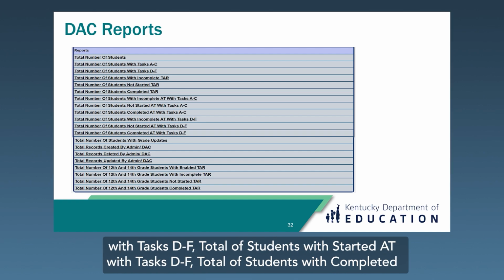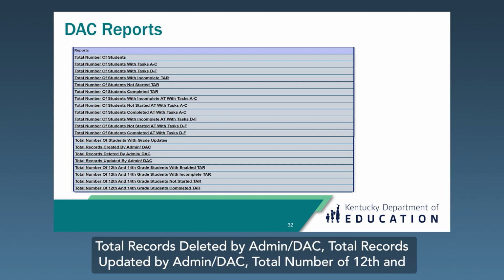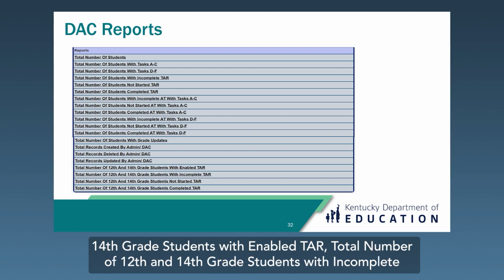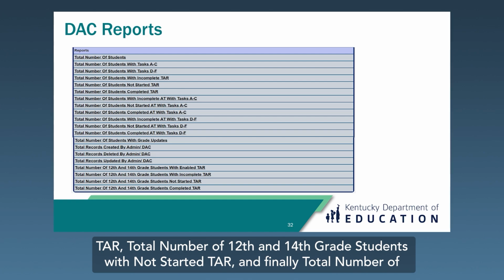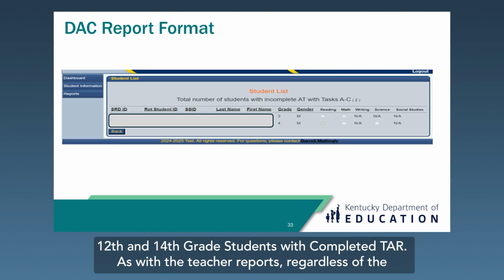total of students with incomplete AT with tasks D through F, total of students with started AT with tasks D through F, total of students with completed AT with tasks D through F, total of students with grade updates, total records created by admin or DAC, total records deleted by admin or DAC, total records updated by admin or DAC, total number of 12th and 14th grade students with enabled TAR, total number of 12th and 14th grade students with incomplete TAR, total number of 12th and 14th grade students with not started TAR, and finally, total number of 12th and 14th grade students with completed TAR.